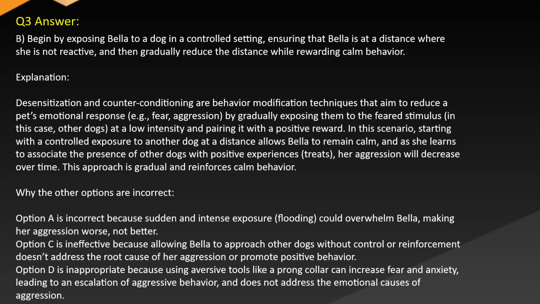Why the other options are incorrect. Option B is incorrect because sudden and intense exposure, flooding, could overwhelm Bella, making aggression worse, not better. Option C is ineffective because allowing Bella to approach other dogs without control or reinforcement doesn't address the root cause of her aggression or promote positive behavior. Option D is inappropriate because using aversive tools like a prong collar can increase fear and anxiety, leading to an escalation of aggressive behavior, and does not address the emotional causes of aggression.